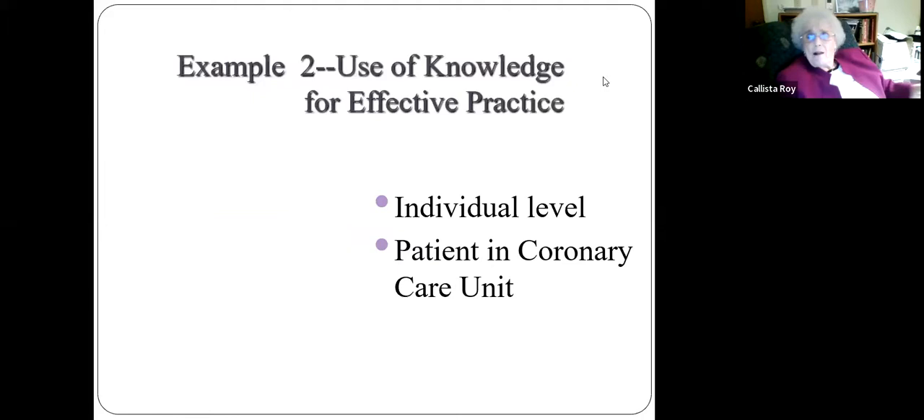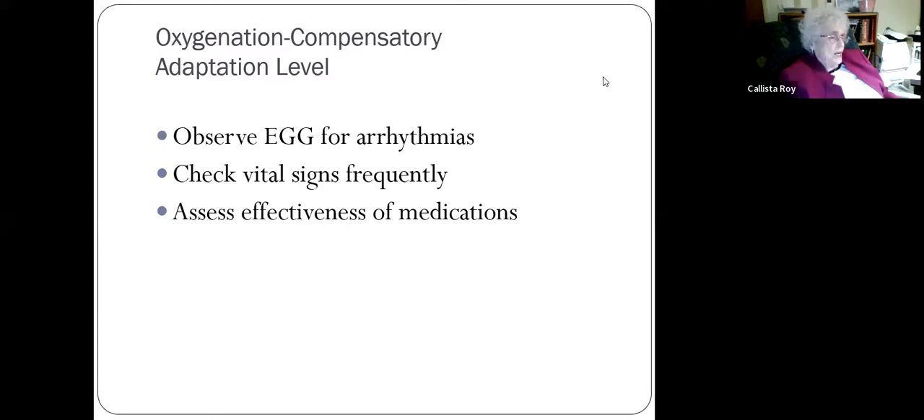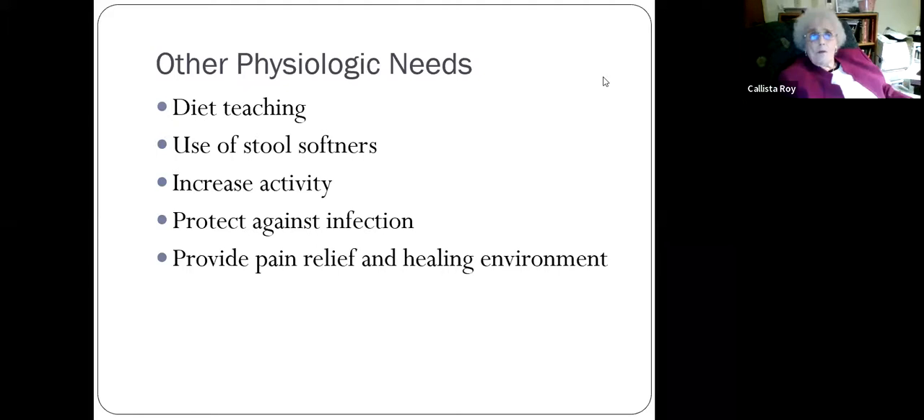A second example for effective practice would be at the individual level, the patient in the coronary care unit. Here, the oxygenation is at a compensatory level of adaptation. So we observe the ECG for arrhythmias, check vital signs frequently, and assess effectiveness of the medications. We also look at other physiologic needs, diet teaching, use of stool softeners, increased activity, protect against infection, and provide pain relief and a healing environment.